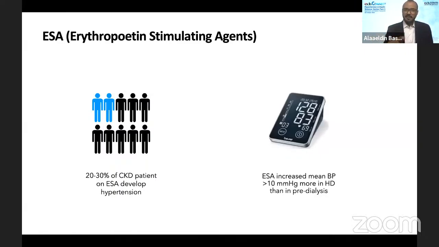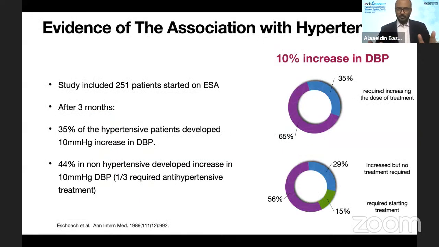And this is the answer for the second polling question. So the average increase in blood pressure is around 10 millimeter mercury in diastolic blood pressure. So what evidence do we have that erythropoietin stimulating agents do increase the blood pressure? Now, this is a study that has included around 251 patients. And they followed those patients who were started on erythropoietin stimulating agents. And they looked after 3 months.